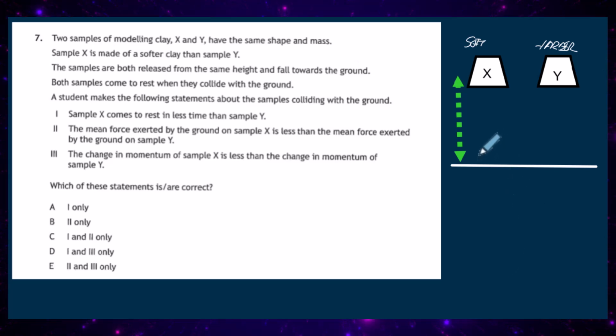So they're going to have the same velocity v just before they strike the ground, which means they're going to have the same change of momentum because they're going to come to rest. Therefore, both x and y have got the same change of momentum, because both are going to have the same velocity, and therefore when they come to rest they're going to have the same change of momentum. So we can rule this one out here.